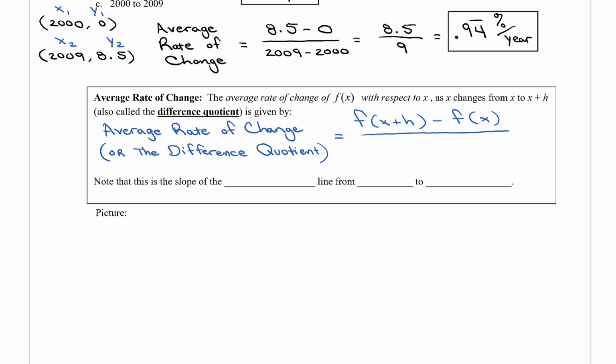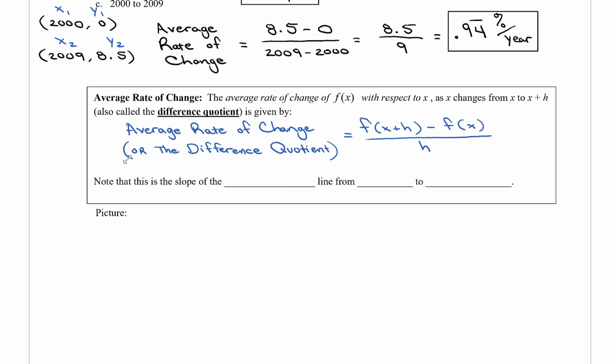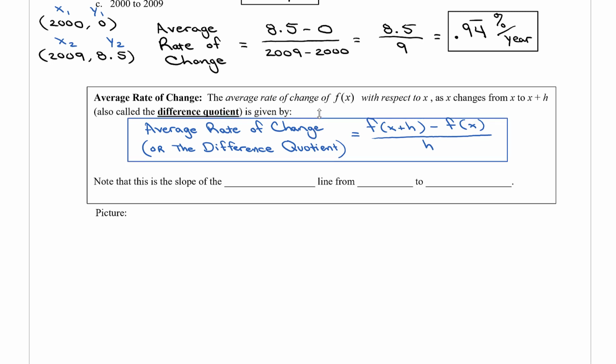I'm just going to lasso that and shrink it a little bit and bring it down so it looks a little more centered. I'm going to lasso everything that I just wrote down here for average rate of change and shrink it and center it a little bit more. And then I'm going to put a box around this. This is a very important formula. We need to make sure we memorize it. So I'm making sure I give it plenty of emphasis here. Note that this is the slope of the secant line from x to x plus h.